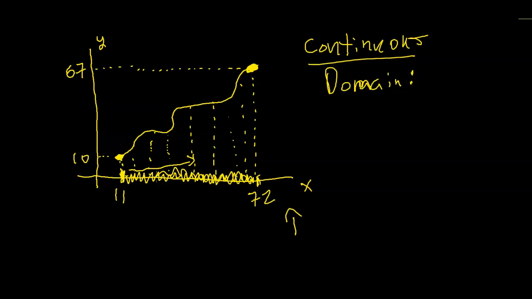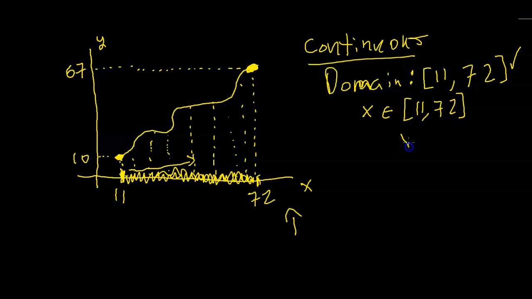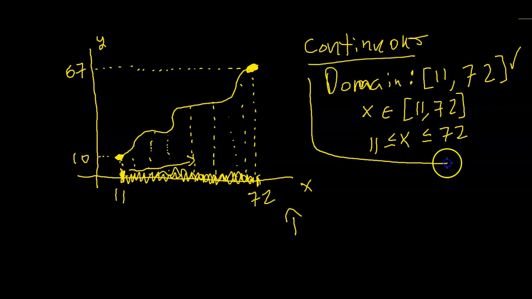How can we write this domain? It starts at and includes positive 11, and it goes up to and includes positive 72. So that's the interval of the domain. We can write it like this. This means the domain is all x values within the interval from and including 11 up to and including 72. Or we can write it as a compound inequality: all x's less than or equal to 72 and greater than or equal to 11. These are all valid representations of the domain of this function.